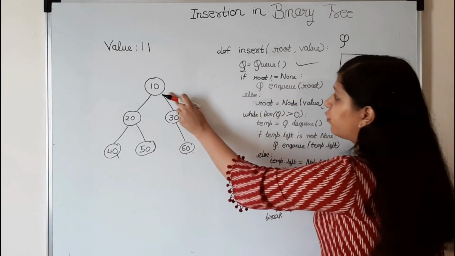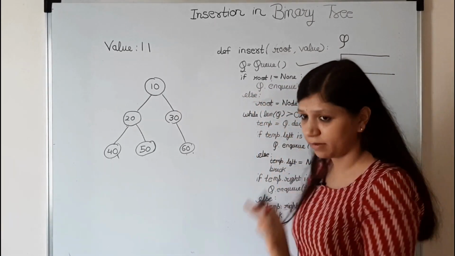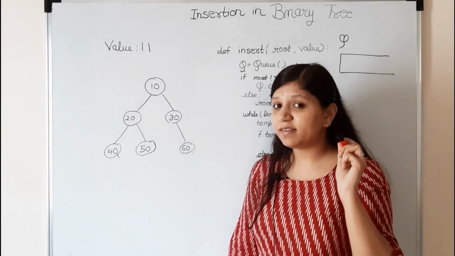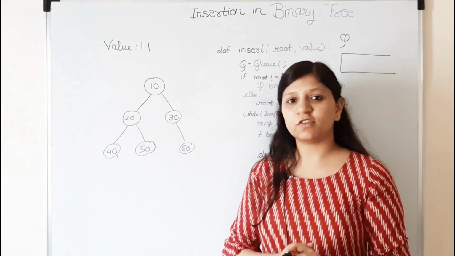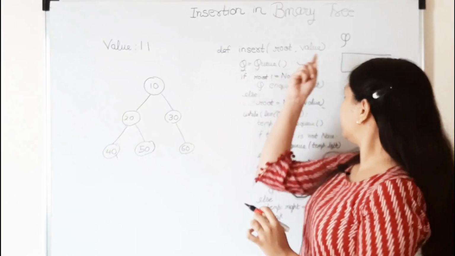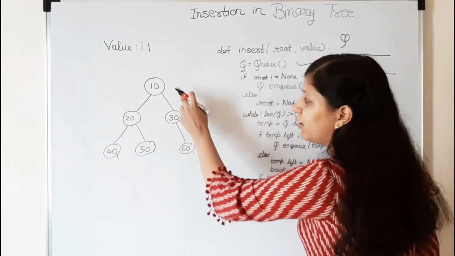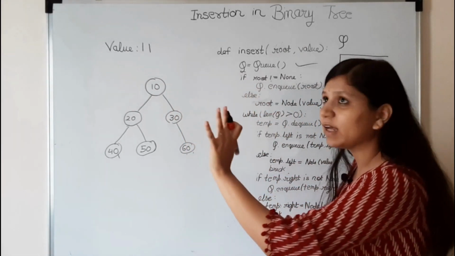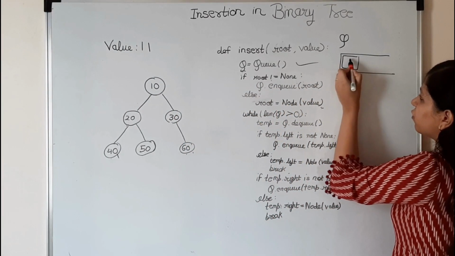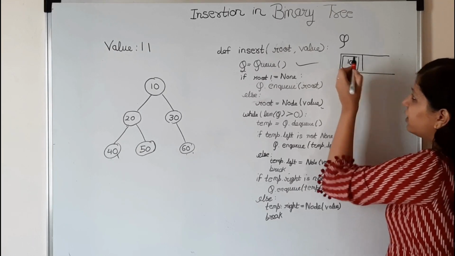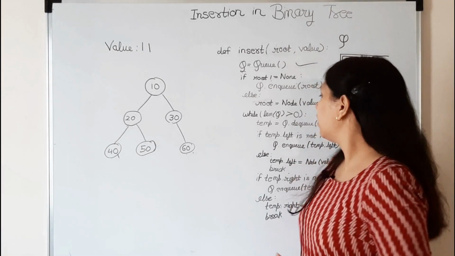Now you will check for root. If root is none, it means this is the point where I can insert my new node, right? But if it is not none, I'll enqueue it in this queue. So in this case, root is not none. So this root node having value 10, I'll insert it in the queue.